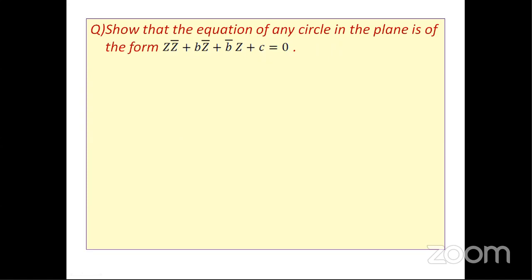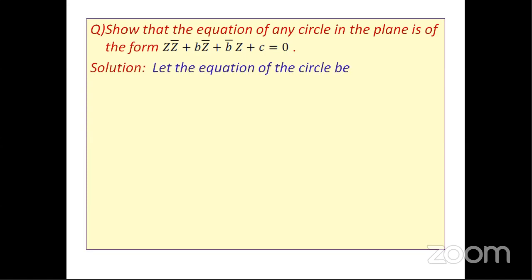Actually, by this time you are very familiar with the general equation of a circle, children. We will try to take the general equation of a circle in our Cartesian form. Then we will try to represent that in the form of complex numbers, and we will try to get z and z bar into the problem.